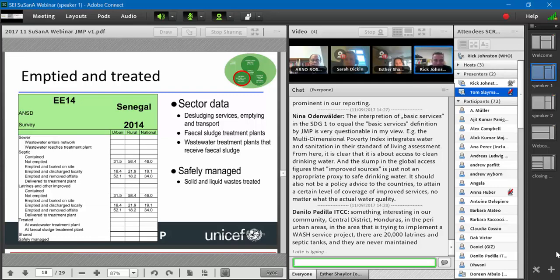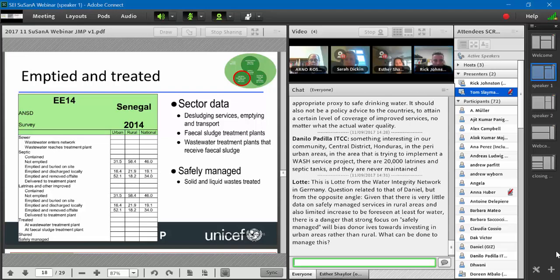And this is an example, if you are familiar with the country files that we produce for all of the countries for which we produce estimates. This is how we try to classify the information that we get. So down the left-hand side, this is an example of a survey from Senegal from 2014. And for every single national survey that we have, we go through and we extract the information which is relevant to our classification. So you can see here that we have some data in Senegal on the proportion of the population using on-site sanitation facilities which have never been emptied. 46% there at the national level, and quite a big difference between rural and urban.